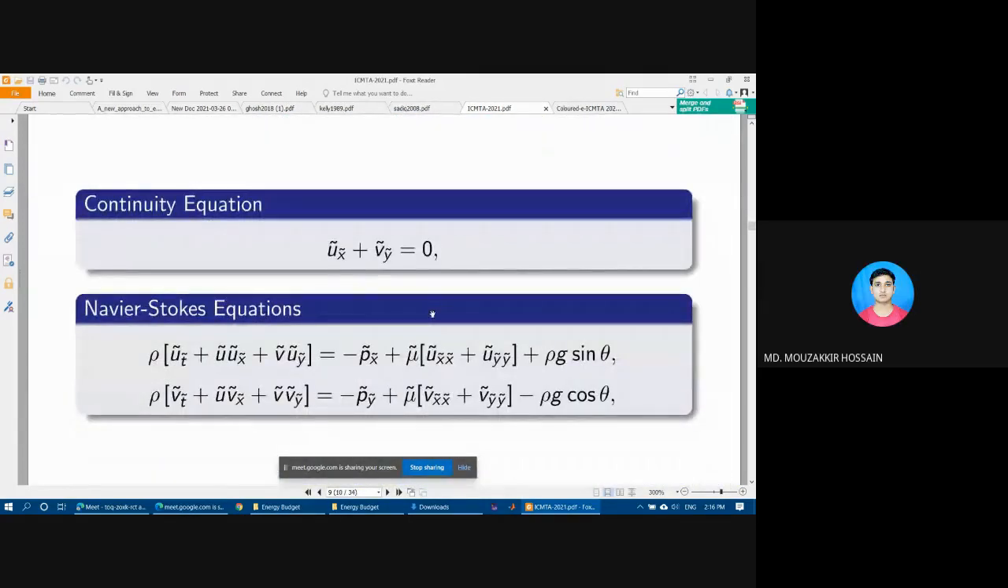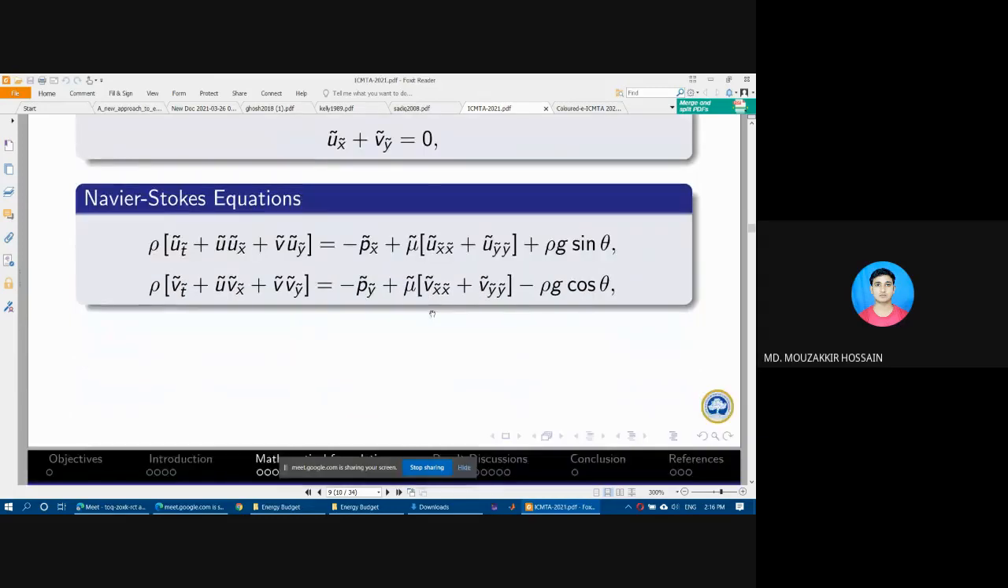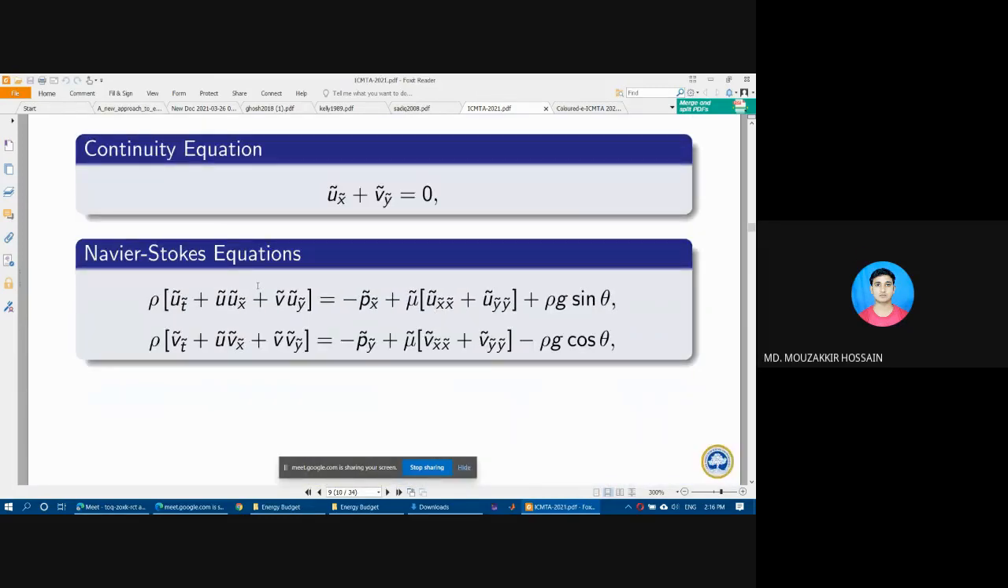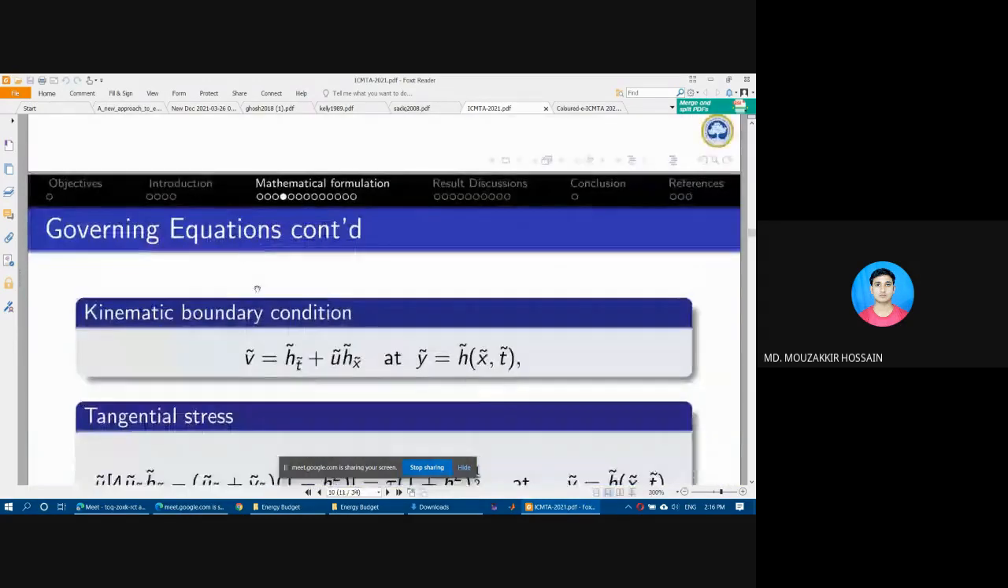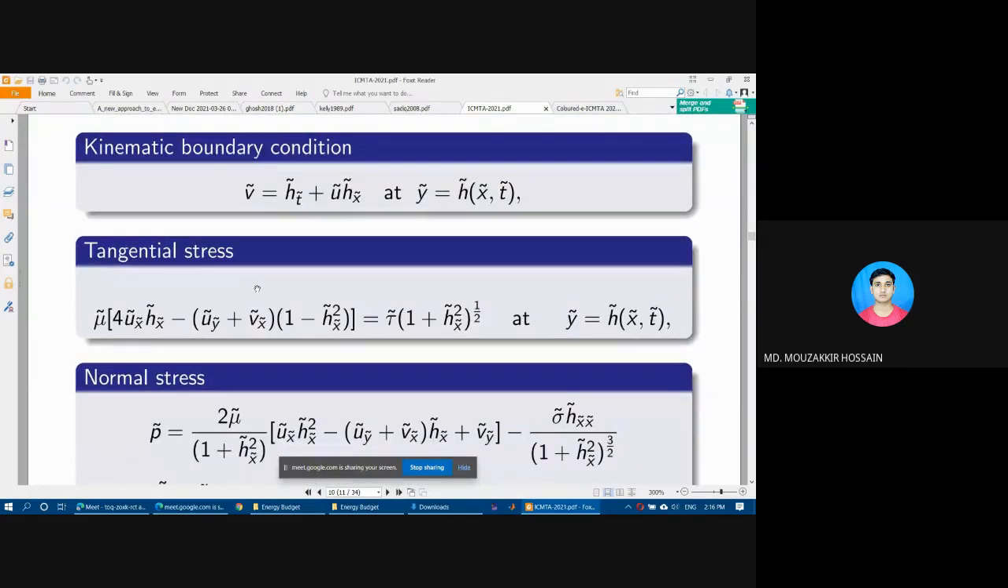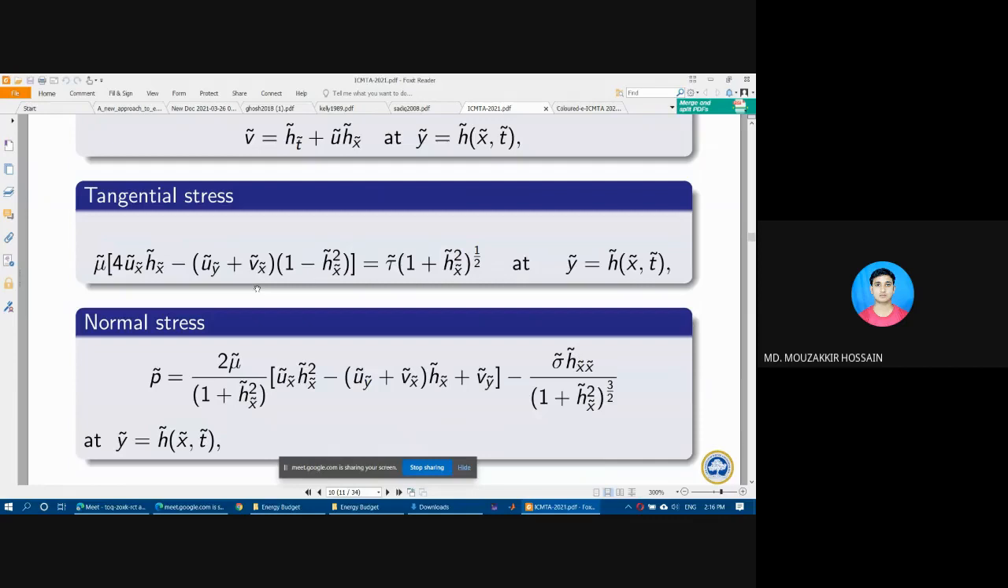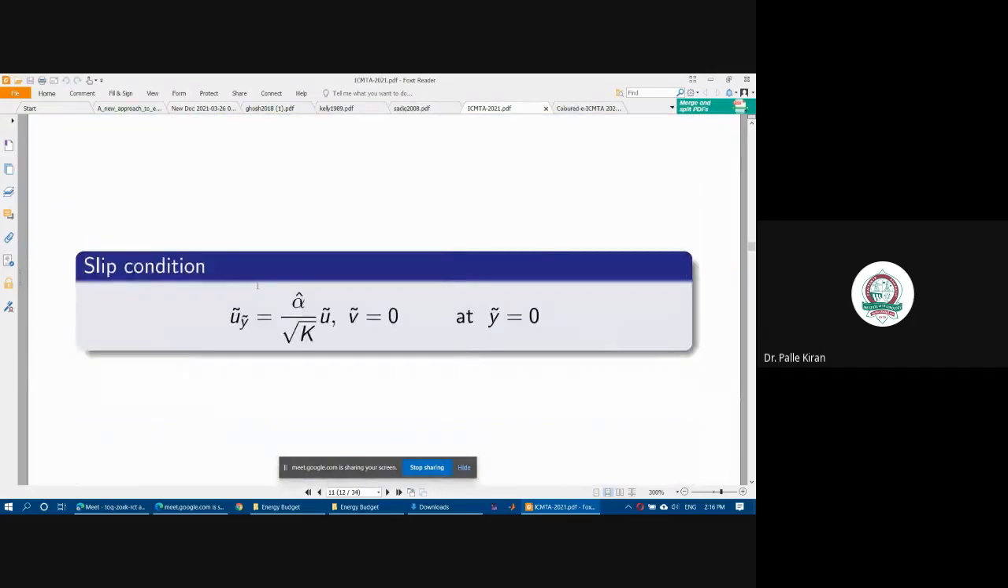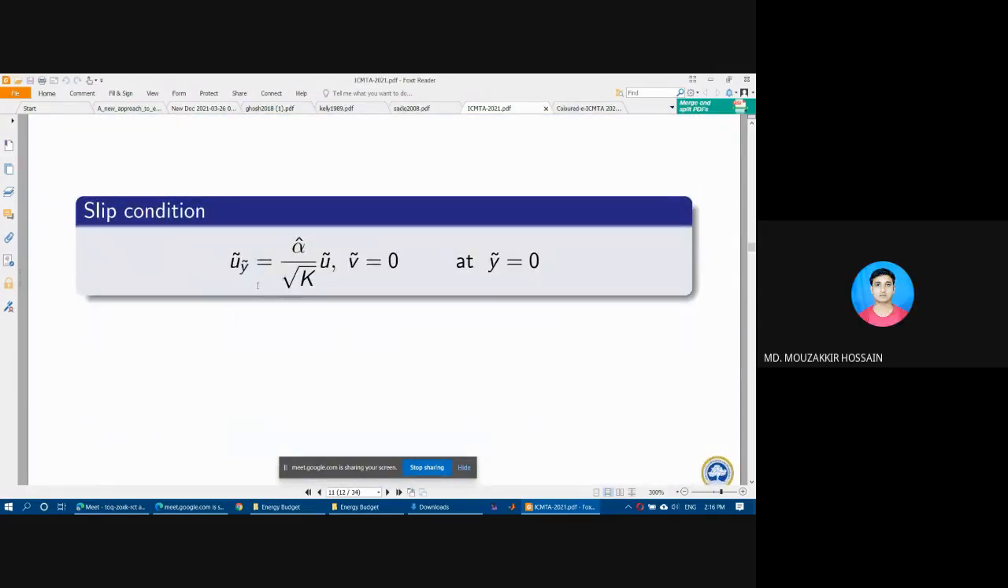So this is the governing equation. Directly I'm going to the calculation. This is my continuity equation, and the second one is the Navier-Stokes equation, that is, the momentum equation in the x and y directions. And this is my free surface boundary condition at y equal to h(x,t). The first one is the kinematic boundary condition, the second is the tangential stress balance, and the third is the normal stress balance. At the bottom, I consider the slip condition, which is the effect of the permeability, at y equal to 0.